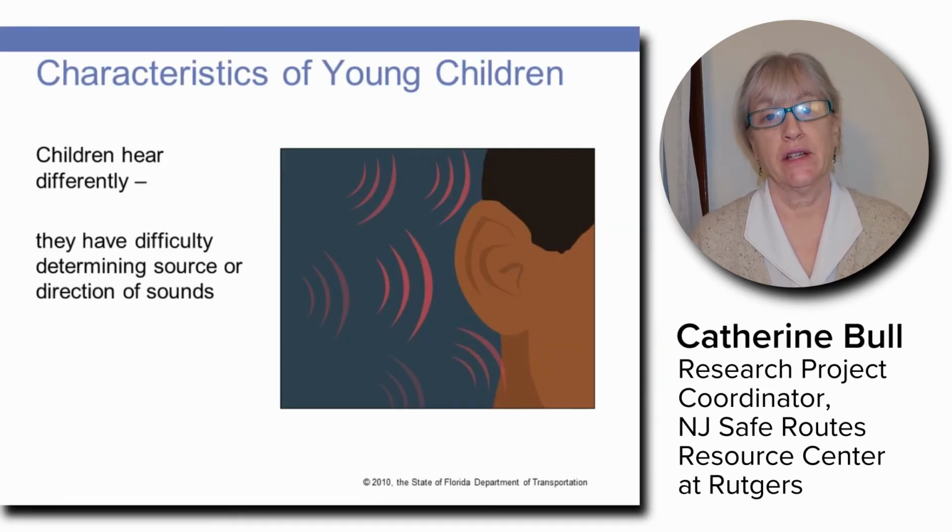Children hear differently than adults. They cannot determine the source of sounds or direction of sounds. They may hear a car or a truck, but may not know what direction the vehicle is coming from and will step into a street. They may also be distracted with the sounds of children talking or horns honking.